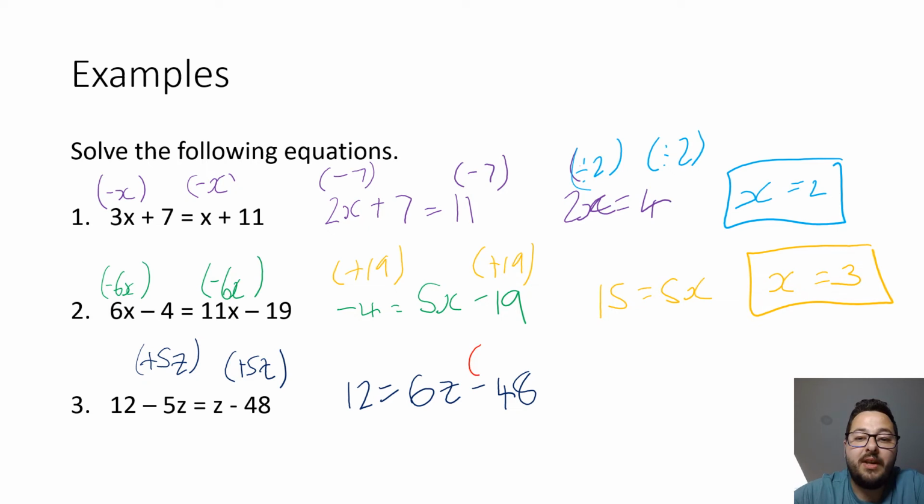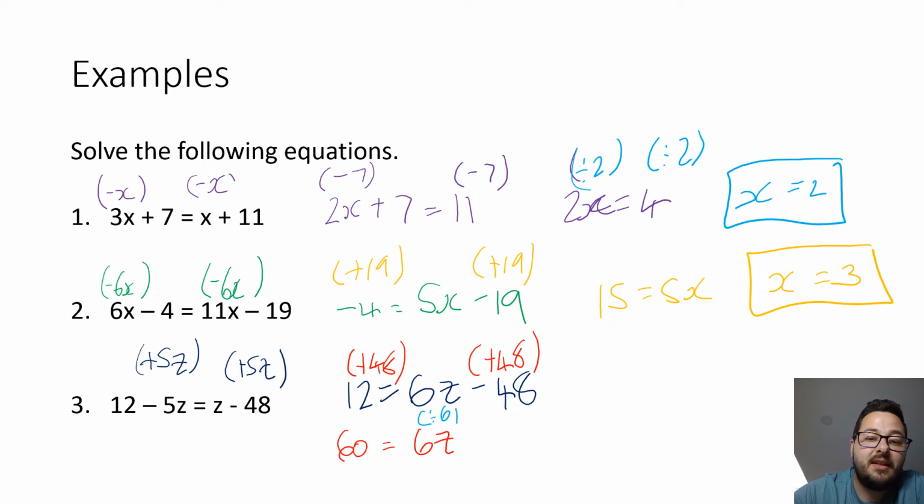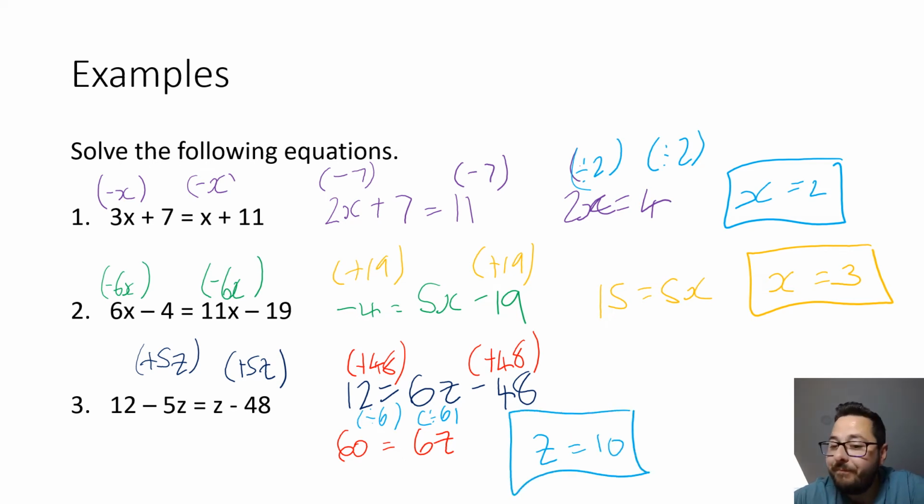Then we want to add 48 to both sides. And we end up with 60 equals 6z. And then finally, we just divide by 6. And you're going to end up with z is 10. Great. Okay, and then let's finish off with an applied example.